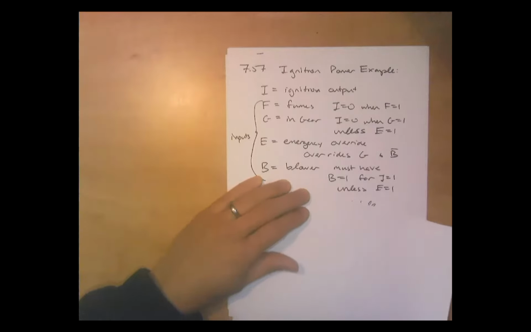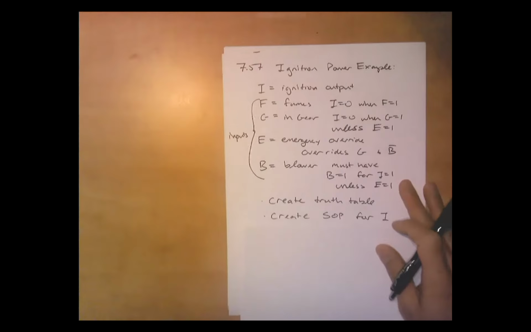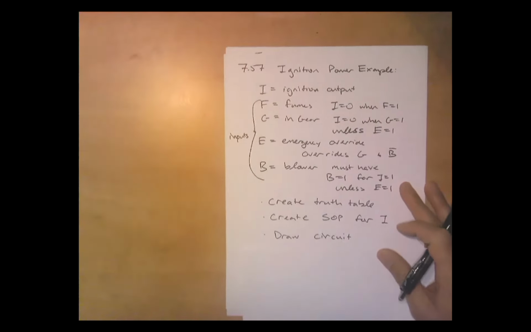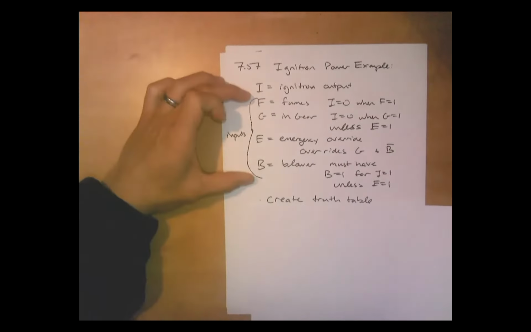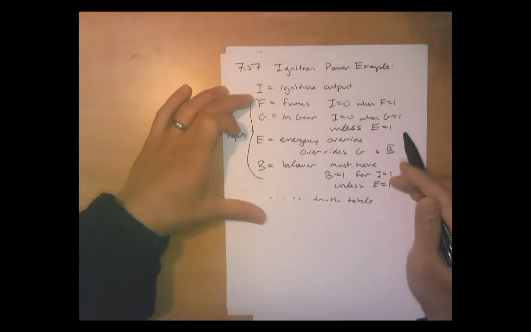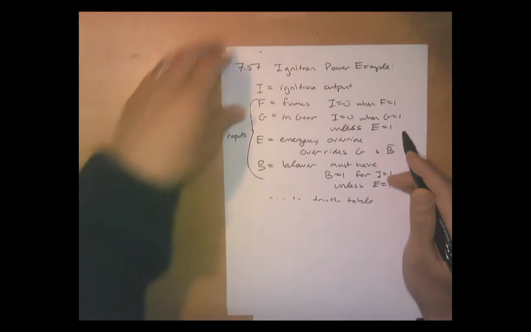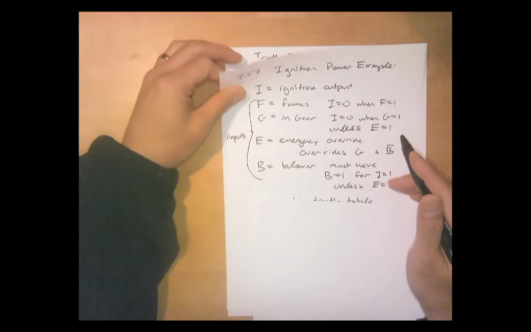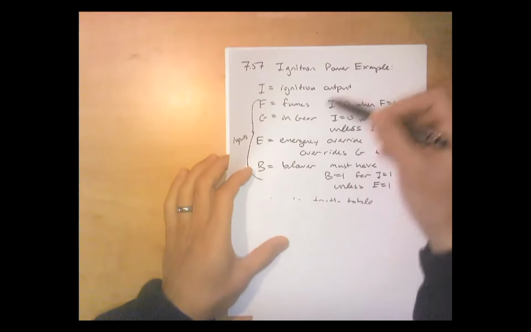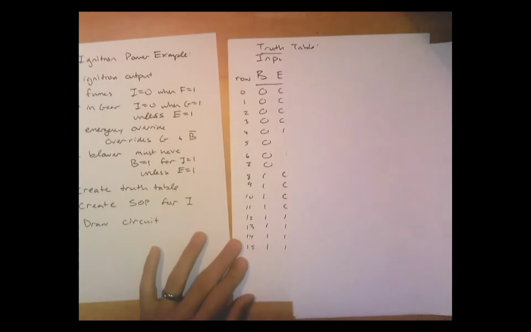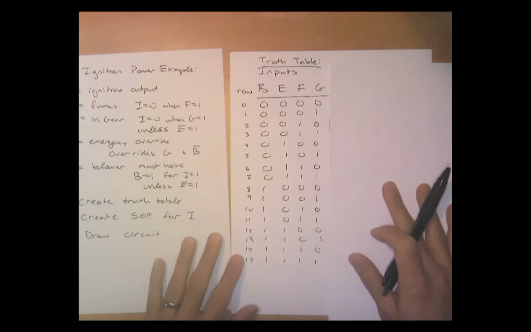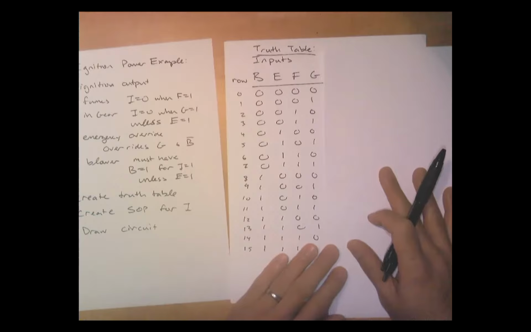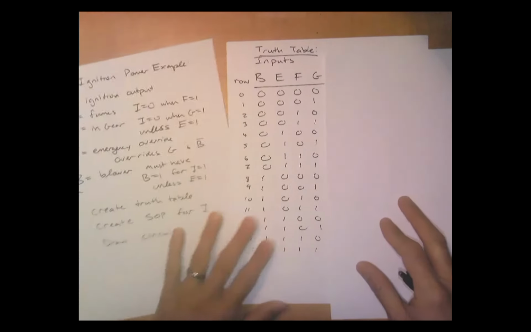The hardest thing is going to be building the truth table. We want to create the truth table first, then the SOP for I, and then we'll draw the circuit. This is probably the hardest part of this method. We have 4 inputs, 2 to the 4 is 16, or 0 to 15. That's 16 total input combinations. What we want to figure out is, based on these rules, what is the I that's going to be needed. So let's write down our truth table. B, E, F, G, these are just the 16 binary combinations.